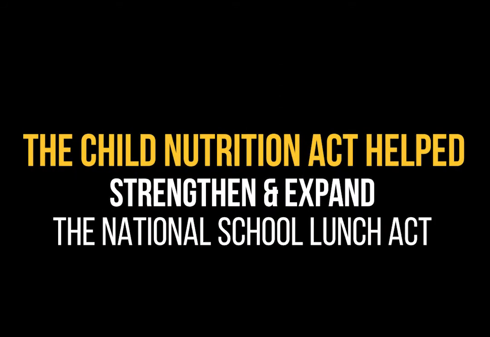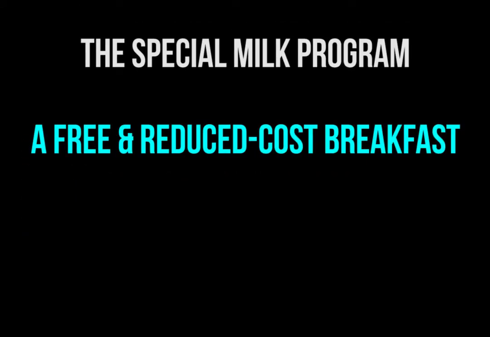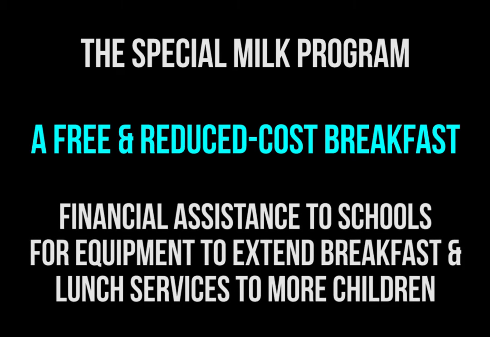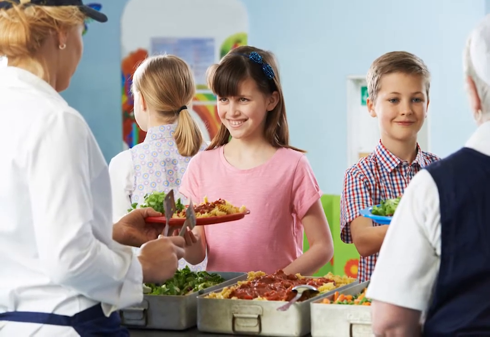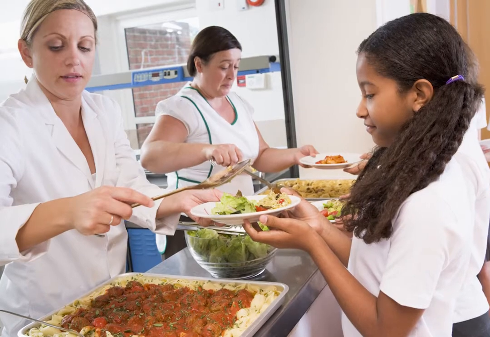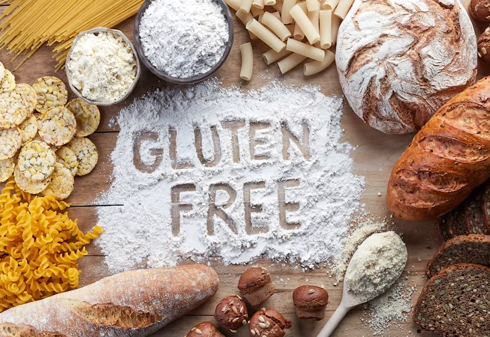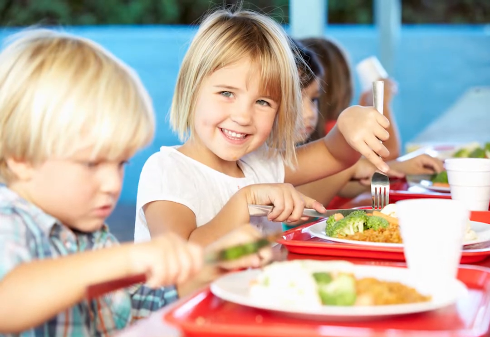The Child Nutrition Act helped strengthen and expand the National School Lunch Act. Among the extensions were the Special Milk Program, a free and reduced cost breakfast, and financial assistance to schools for equipment to extend breakfast services and lunch services to more children. Most importantly, it paved the way for the U.S. Department of Agriculture to set uniform standards for nutrition in breakfast and lunch services. This law would apply to any student who qualified for a free or reduced lunch and who also required a gluten-free diet, ensuring that appropriate and nutritious food would be served.